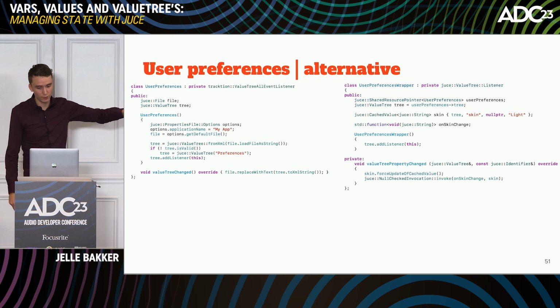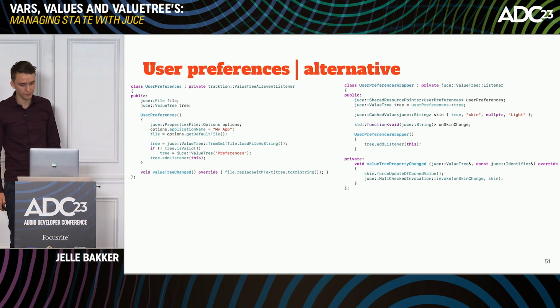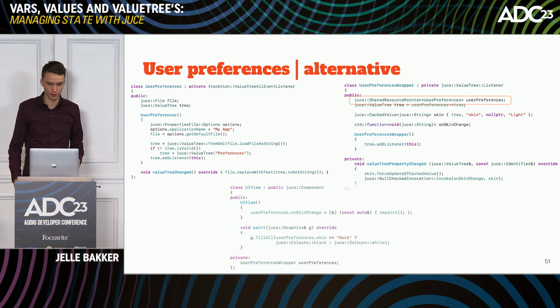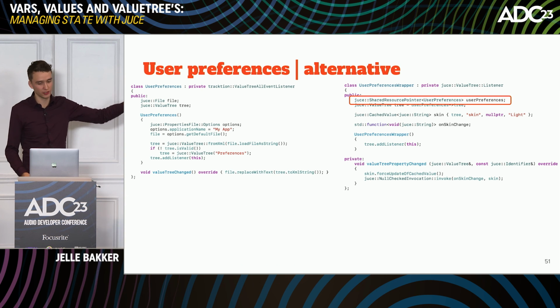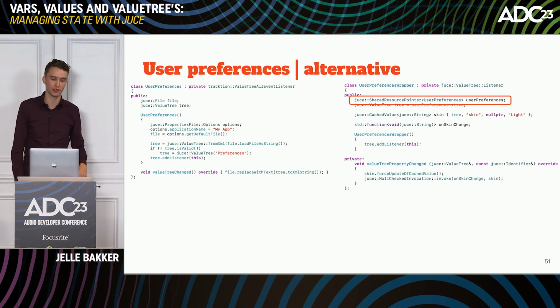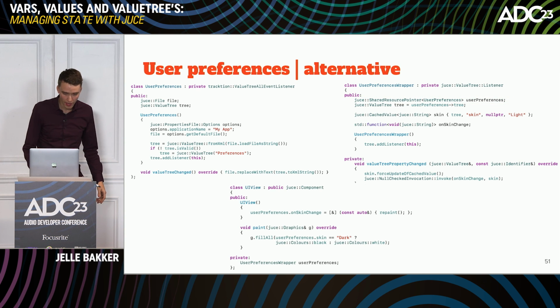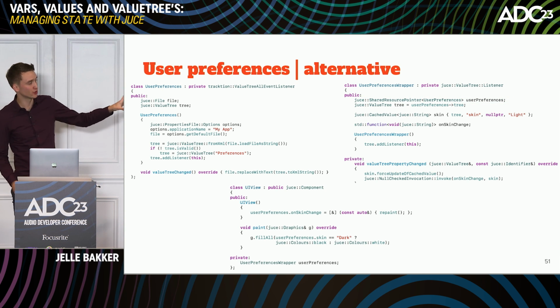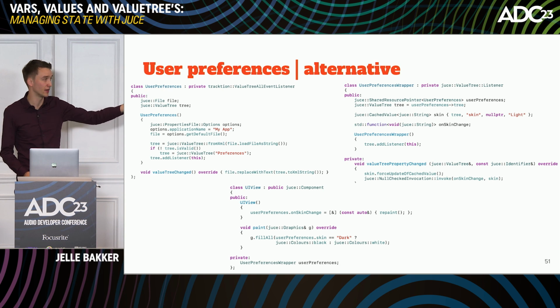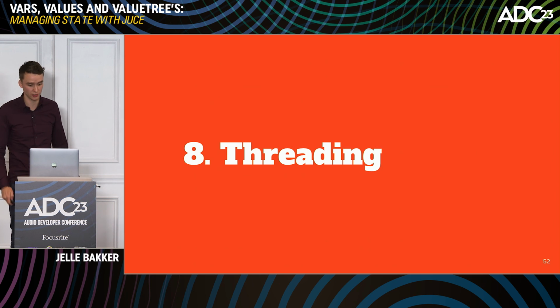But then I have a wrapper again with the cached value and everything to wrap this original struct. And then it's also using the shared resource pointer to allow multiple plugins to observe the same value tree. And the UI view actually becomes even more simple because you just have the wrapper with the lambda and you repaint when the skin changes.